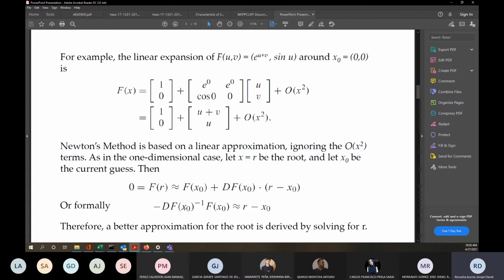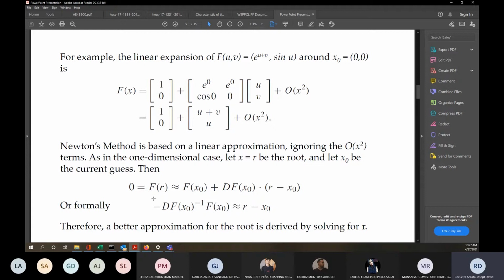So we just compute the inverse, and then this is going to be equal to r minus x zero. Remember, once this becomes zero, it means we are very close to the solution of the function. That's what we're going to be solving. So we're going to solve for an approximation of the root by solving for r. We're just going to keep solving and solving as in the Newton-Raphson method.